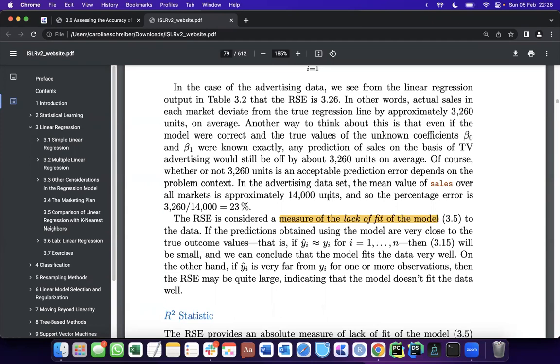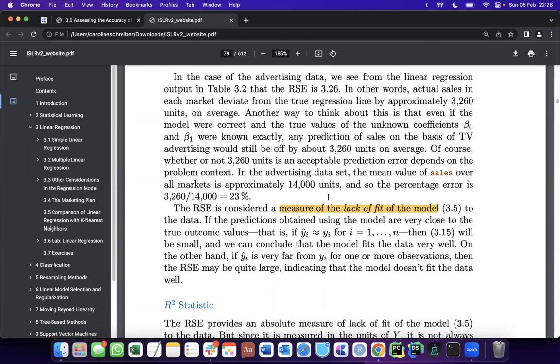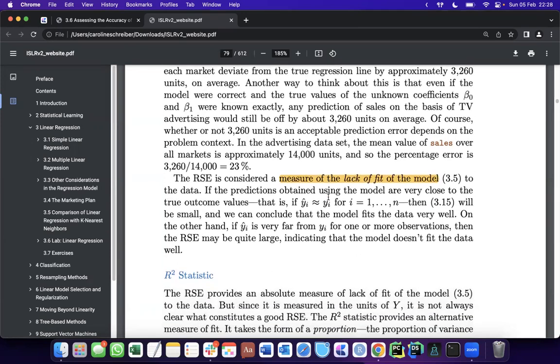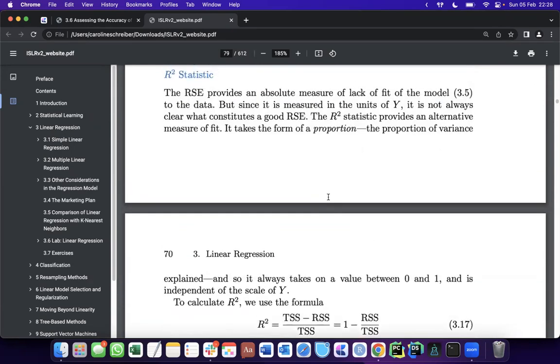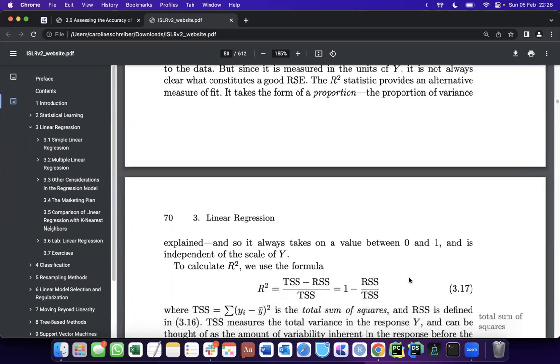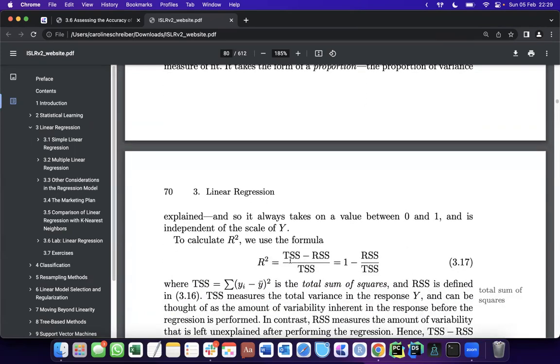So we also have our second measure, and that is our R squared statistic. R squared is a proportion. So we are talking about the proportion of the variance explained by the model. So it's independent of the scale of the Y response variable, and it will always be between 0 and 1. If we have a look at our R squared, we take our total sum of squares minus our residual sum of squares, and then we divide by our total sum of squares.